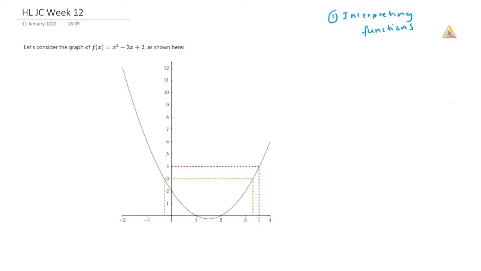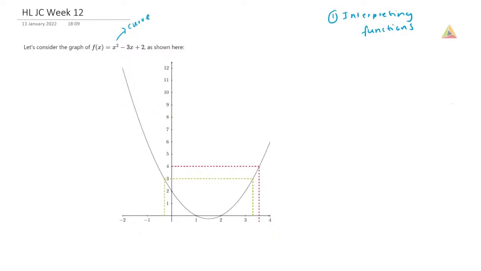Now, first of all, when you see an x squared term in the function, that means that you're either going to get a U or an N, depending on whether it's positive or negative. So the x squared term means that it's going to be a quadratic, so it's going to be a curve. Now, you can tell whether it's going to be a U or an N-shaped curve.